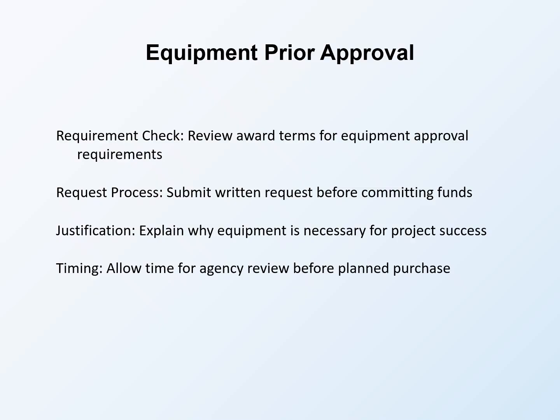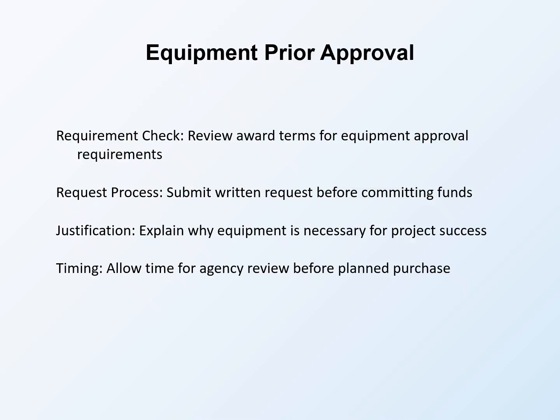Some awards require approval for any equipment purchase. Others allow equipment up to certain amounts without approval. Know what your specific award requires before purchasing. The request process involves submitting written requests before committing funds. Contact your program officer or follow your agency's established procedures for prior approval requests.